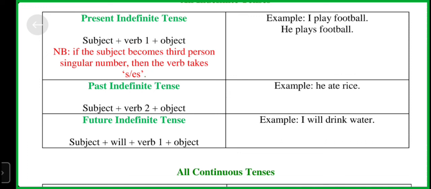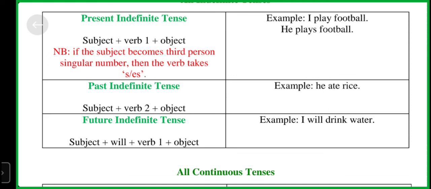For an interrogative sentence: did you know? Did you work? Did you go? You just need to put did before the subject to make an interrogative sentence. If you want to make a negative sentence, the same way as in present indefinite tense, he did not eat rice, he did not go, he did not drink, he did not sleep.